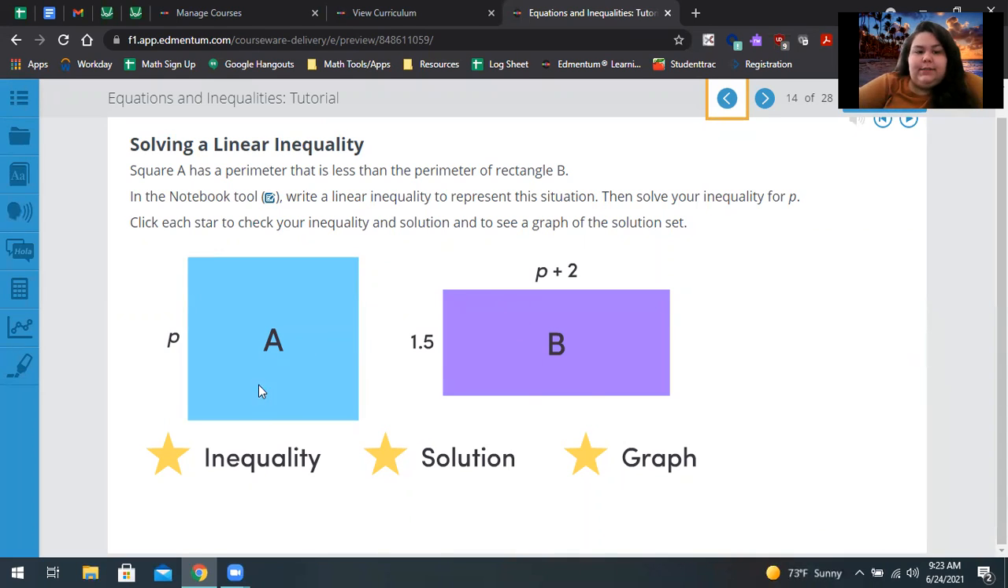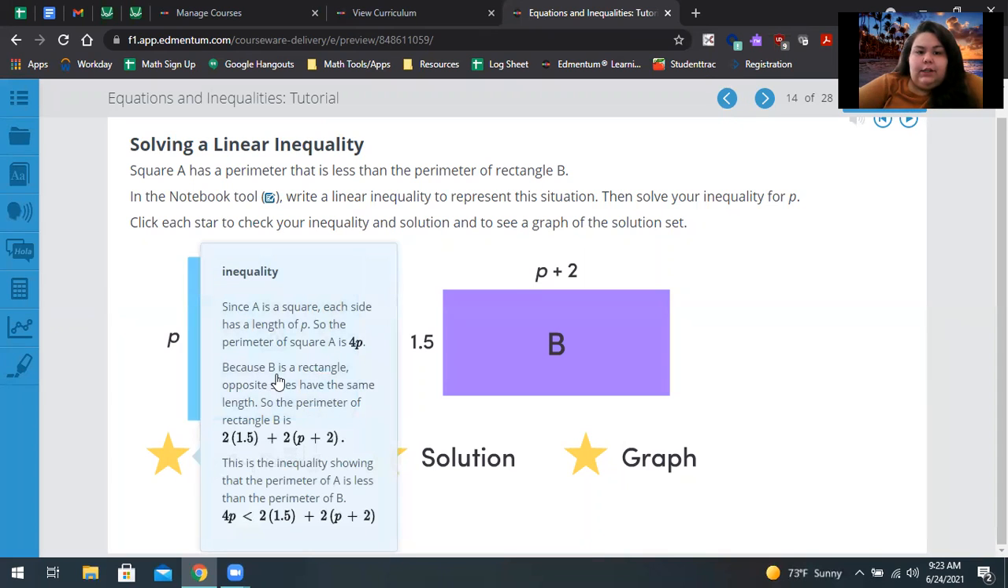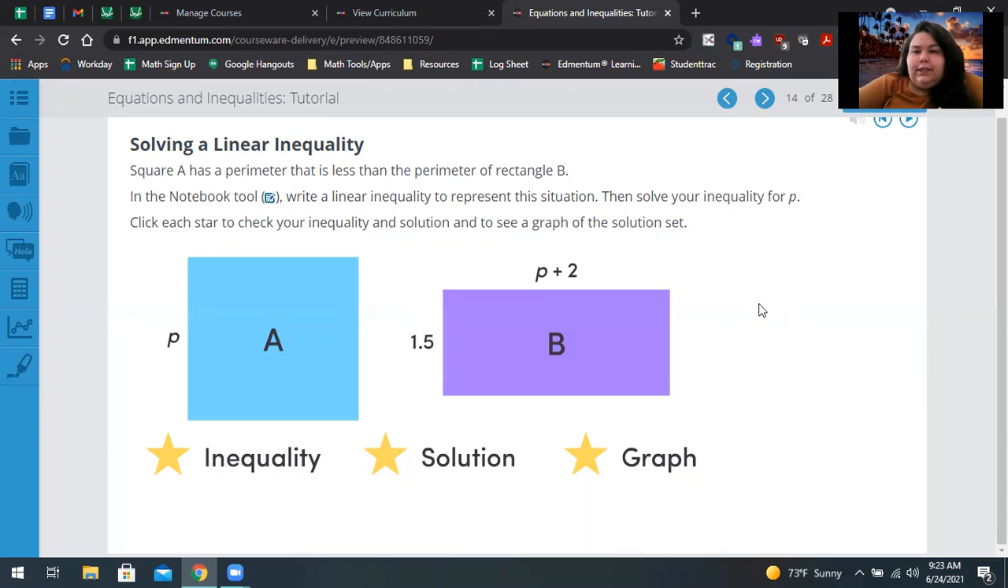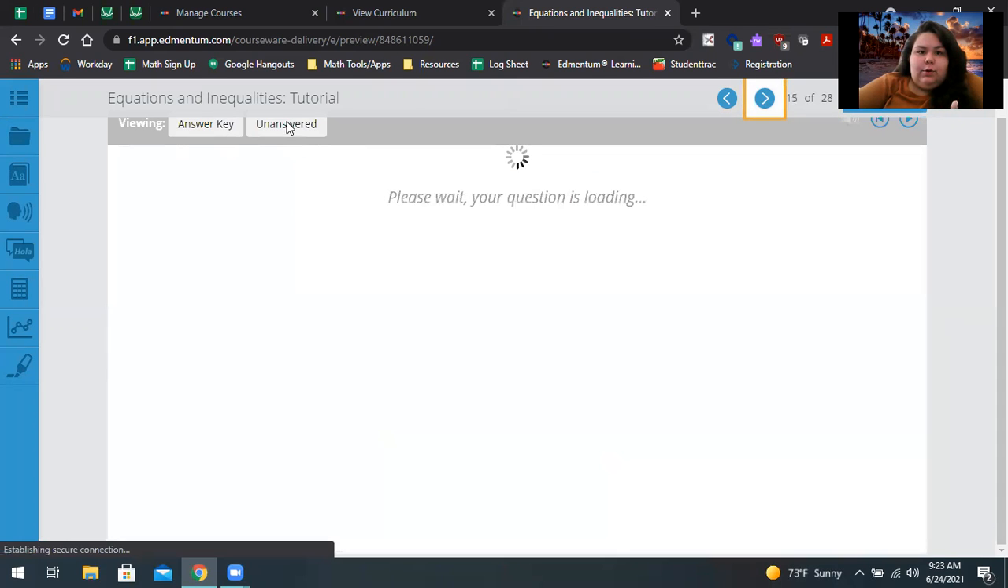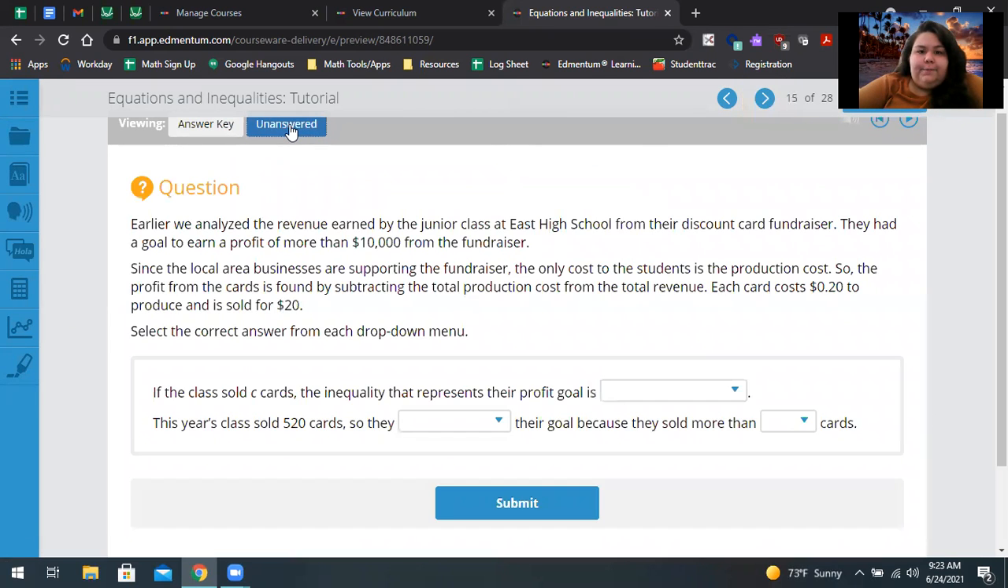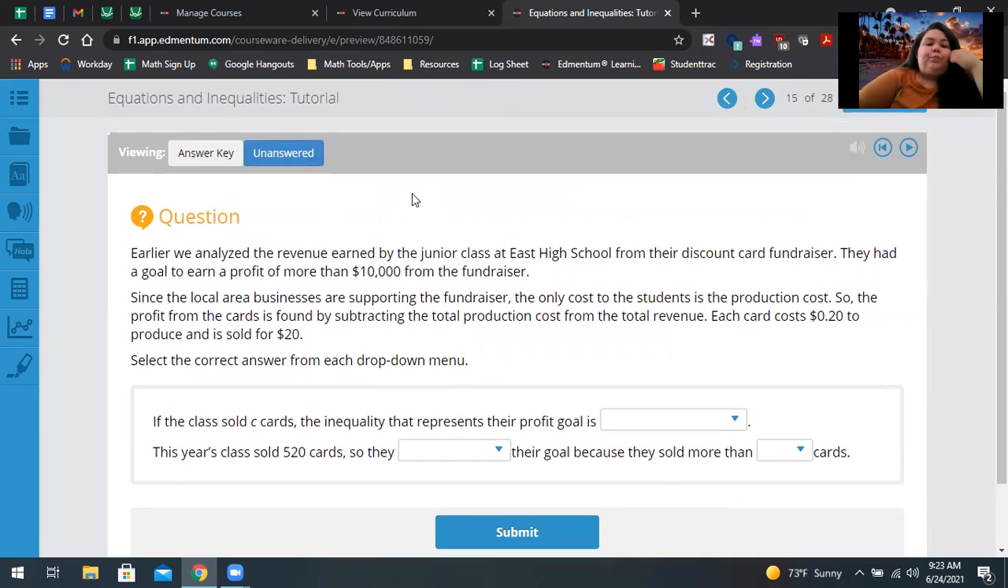So the 3 steps, and they actually provide an example. If you click on those little stars, they'll give you the example regarding this one. I don't think they mentioned this in the example, but we're going to move on to the next slide, 15, and take a look at the question there. Earlier, we analyzed the revenue earned by the junior class at East High School from the discount card fundraiser. They had a goal to earn a profit of more than 10,000.